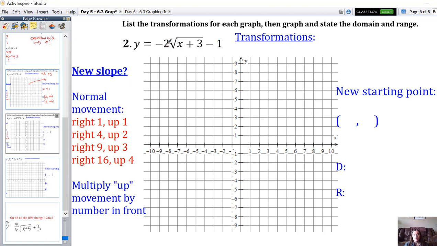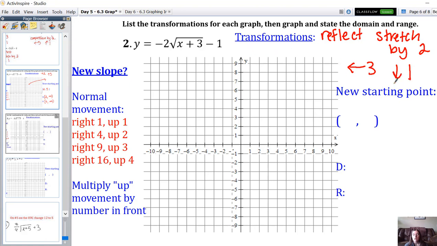Our transformations are here. The negative out front means we're going to reflect. The 2 means we're going to stretch by 2. The plus 3 means we're going to the left 3 units. And the minus 1 means we're going down 1 unit.